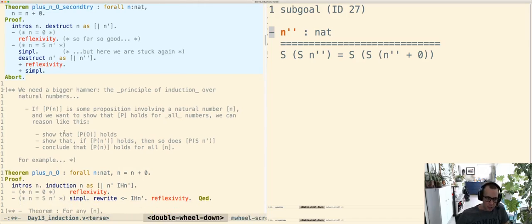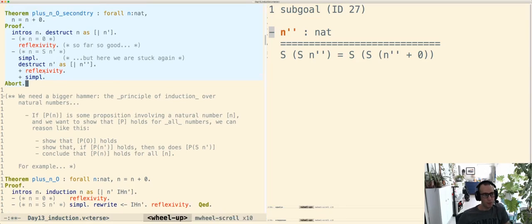What we need is induction. So induction is the following idea. You want to prove some predicate over natural numbers, like say, for all natural numbers n, n equals n plus 0. Here's the idea. Prove it for 0. That's the ground floor. Then prove that if it holds at n', it has to hold at n' plus 1, at successor of n'.